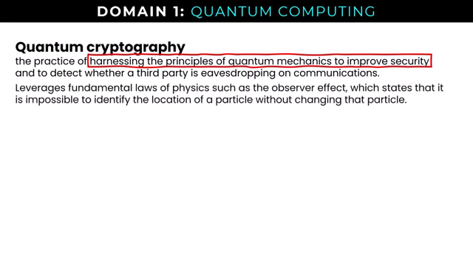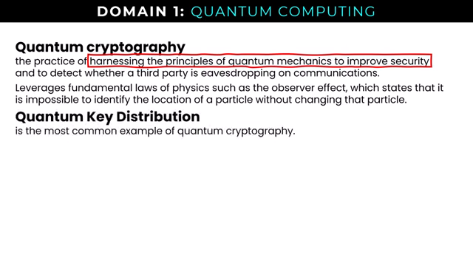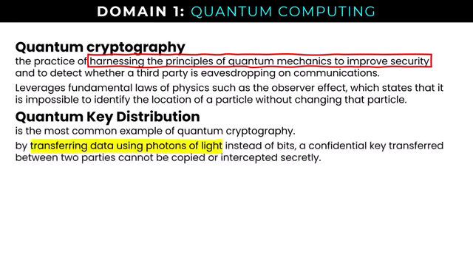It leverages the fundamental laws of physics, such as the observer effect, which states that it is impossible to identify the location of a particle without changing that particle. Now, quantum key distribution is the most common example of quantum cryptography. By transferring data using photons of light instead of bits, a confidential key transferred between two parties cannot be copied or intercepted secretly.